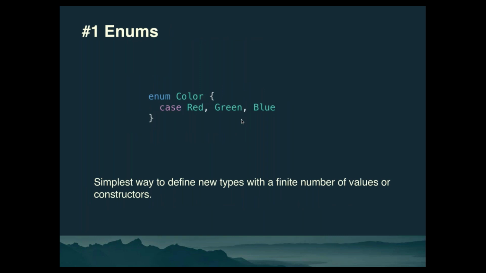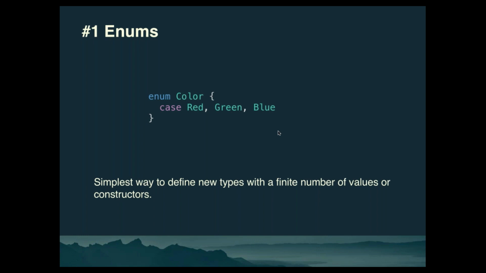Number one for the beginner category would be no doubt enums. So enums are the simplest way to define new types with a finite number of values. Here you see a simple example, color. So you write enum Color, case Red, Green, Blue, and that's it. So that gives you a new type Color and 3 constants, Red, Green, and Blue of that type.